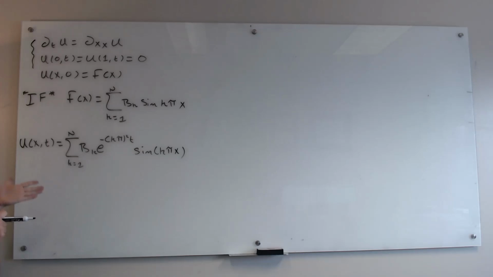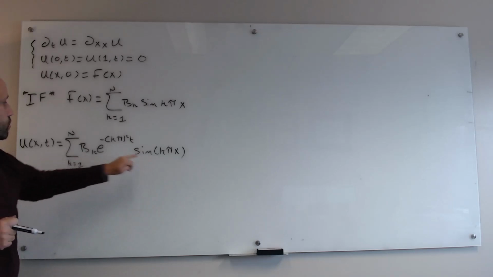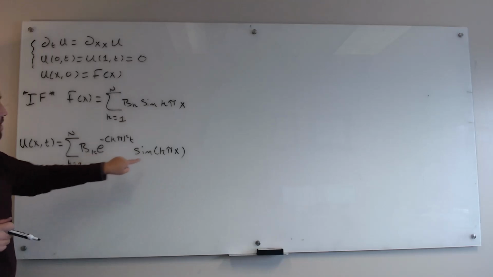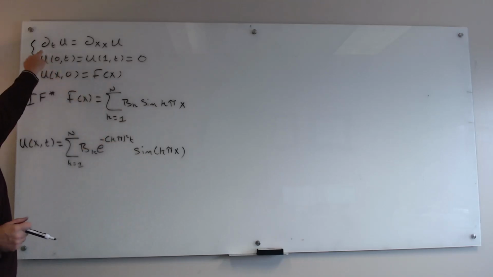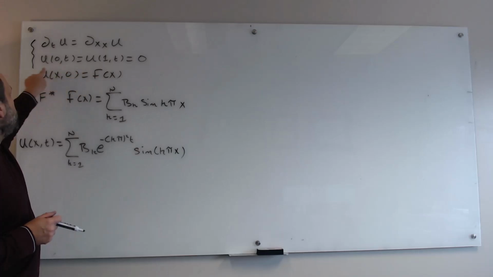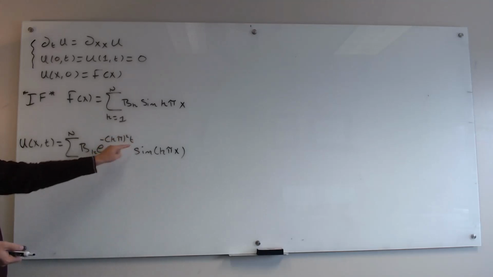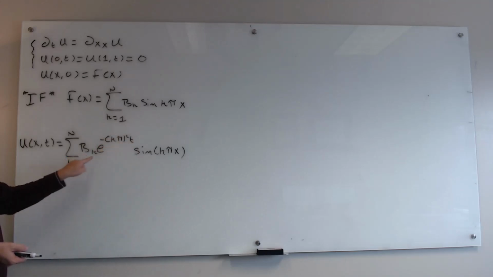Okay, why does it solve the problem? Well, we picked these two functions using that method of separation of variables. We picked these two functions explicitly so that they would satisfy the PDE and the boundary conditions. And then, if f of x is equal to this, if you plug in t equals 0, then you just get bk sine of k pi x, which is f of x.